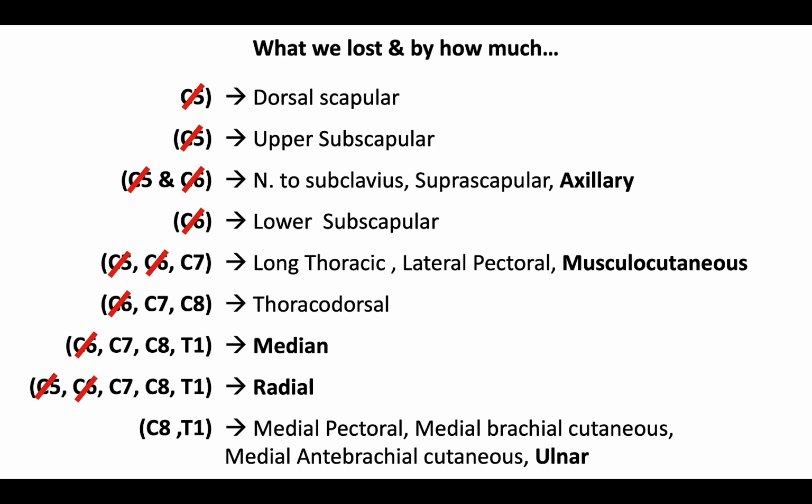So we have total loss of the dorsoscapular, upper scapular, nerves of subclavius, suprascapular, axillary, and lower subscapular nerves. We lost 2 out of 3 for long thoracic, lateral pectoral, and musculocutaneous nerve. We lost 1 level out of 3 for thoracodorsal. We lost 1 out of 4 for median, 2 out of 5 for radial, and none for medial pectoral, medial brachial, and antebrachial cutaneous, and the ulnar nerve.